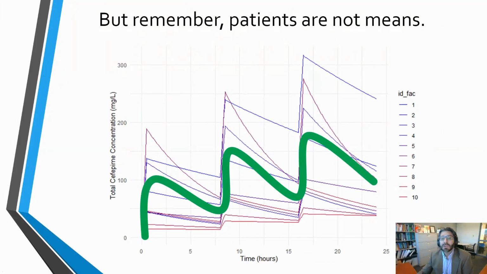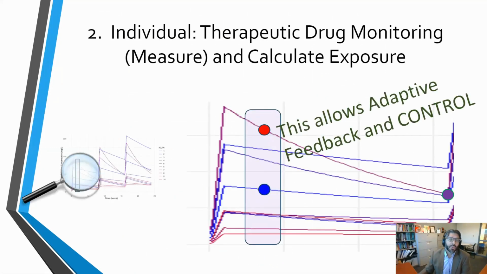But remember, we just spent a lot of time talking about patients not being means, rather they're individuals. So if we were to think of the patient as a mean, what we would see is in the green line. But remember, just go back to that 10 to 30-fold variation that we actually really expect. You cannot just assume that your patient will end up at the mean concentration, but rather they're more likely to be either a red or blue piece of spaghetti rather than that green giant piece of spaghetti. So what can we do?